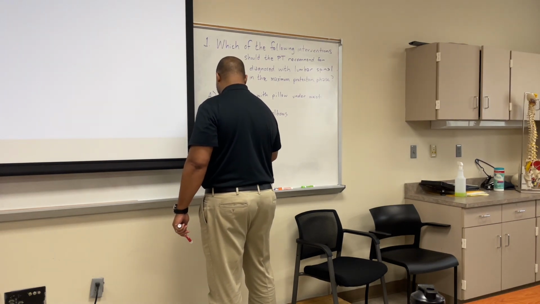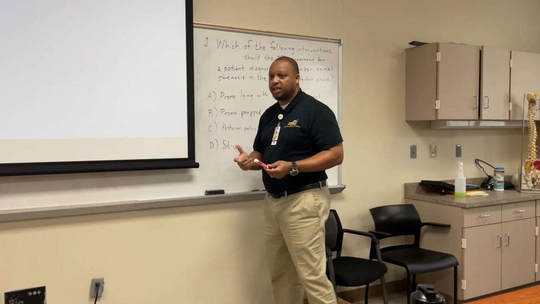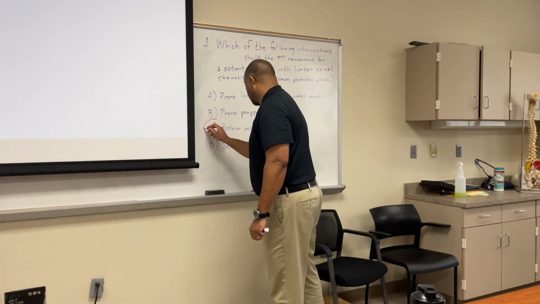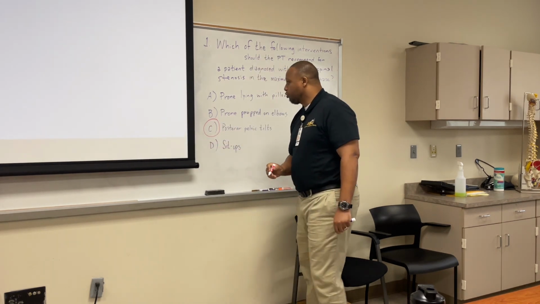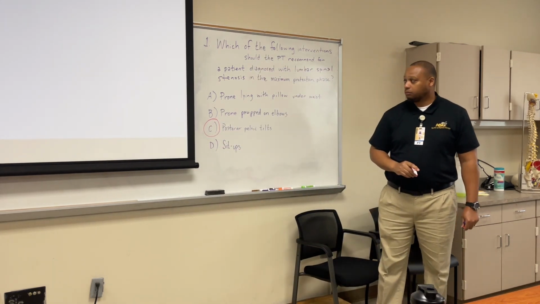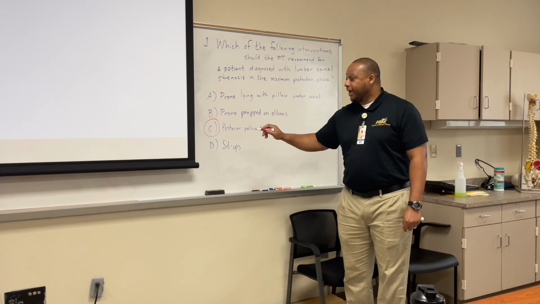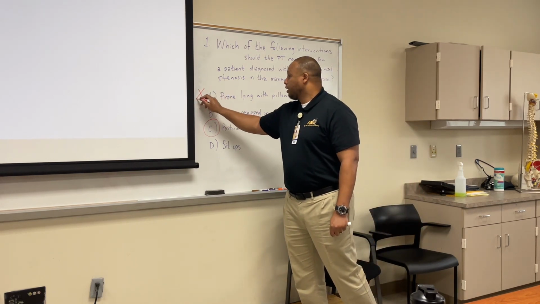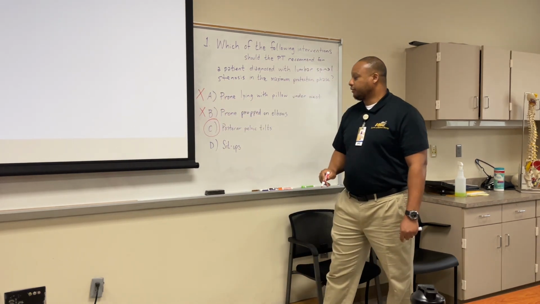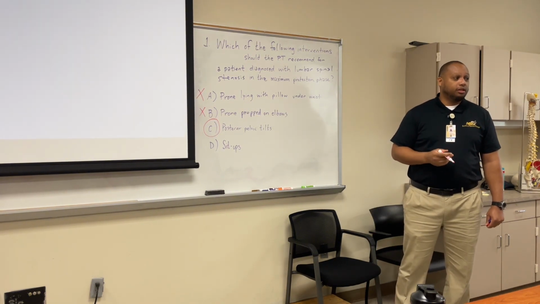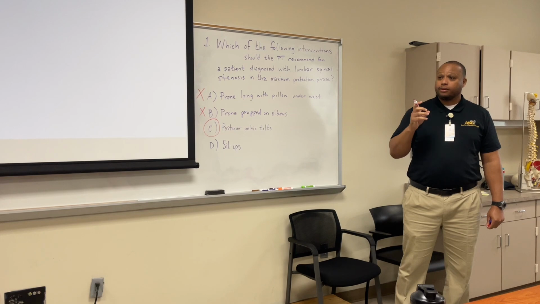So Kiki, you have to tell me, why did you rule out the other ones? Because this is how your test taking is. So you chose C, I'm going to circle C. Why did you rule out A? I ruled out A and B because they're prone. Okay, she ruled out A and B because they're prone. And what is prone going to do to the lumbar spine? It's going to put it in extension, so therefore it's going to decrease the spacing of the intervertebral foramina.